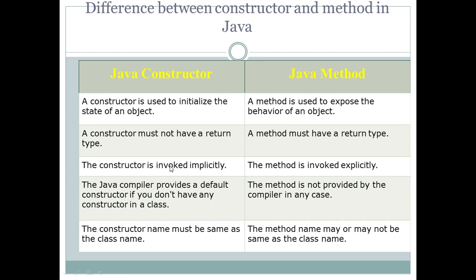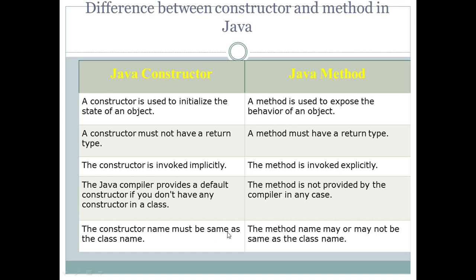Then a constructor is invoked implicitly, and a method is invoked explicitly. What is meant by implicitly? Automatically. And what is meant by explicitly? We need to call the particular method; without calling, it cannot execute. A Java compiler provides a default constructor if you don't have any constructor in a class. If we are not going to write any constructor, then Java provides a default constructor. But there is no default method in Java.